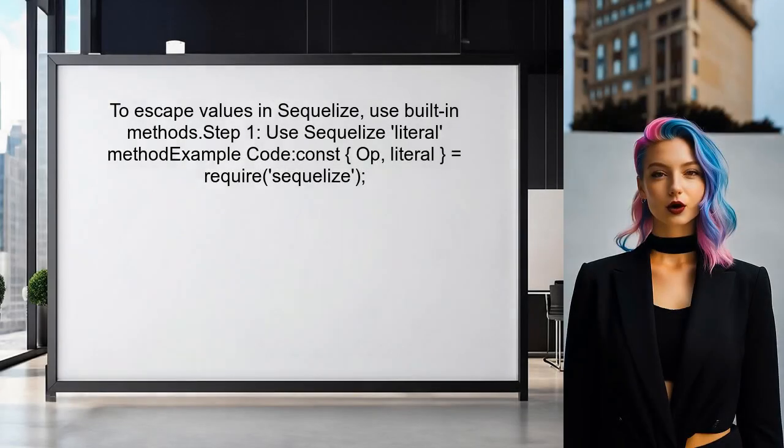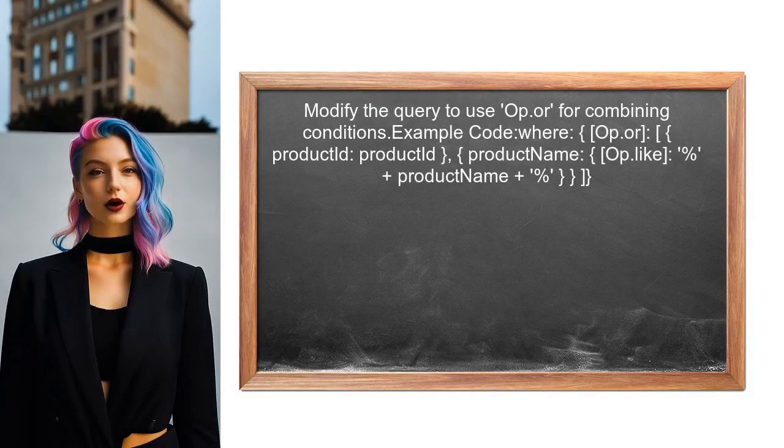To escape values in Sequelize, the user should utilize the built-in Sequelize methods for safely handling input. First, they can use the Sequelize method called literal to safely include raw SQL expressions. Next, the user should modify their query to use the Op.or operator for combining conditions. This allows for a more readable and safe way to handle multiple conditions in the where clause.